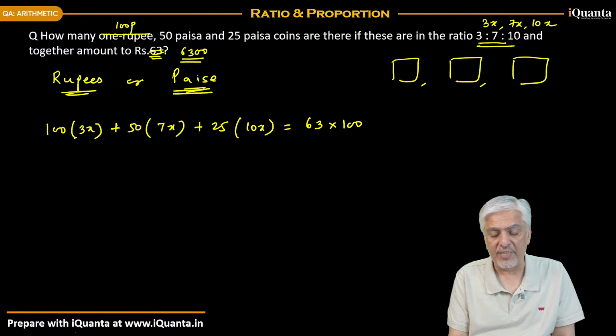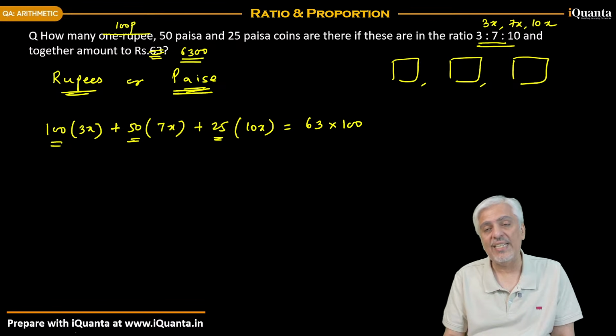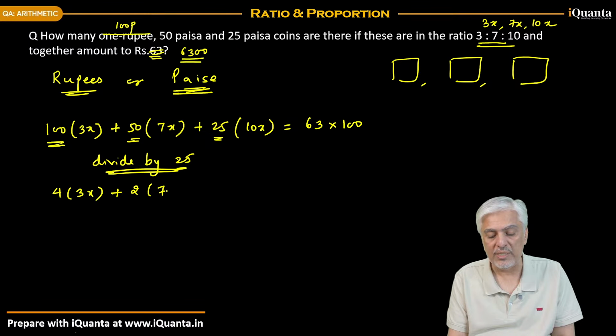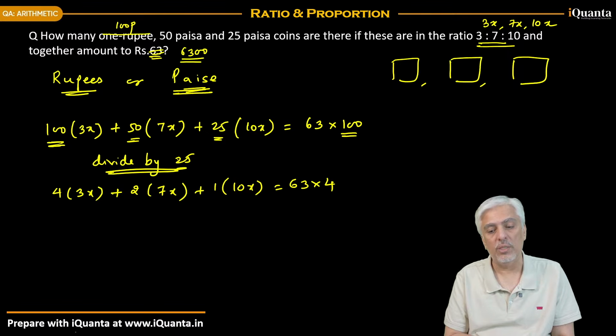Now what can I see on the left hand side? There is 100, there is 50 and there is 25. Everything is divisible by 25. So divide both sides completely by 25. Now I'm writing, but later you should be able to do it only. Divide by 25. 100 divided by 25 is 4. So here I'll be left with 4 into 3x. 50 divided by 25 is 2, 2 into 7x. 25 divided by 25 is 1, 1 into 10x. And here also 100 divided by 25 is 4. So here I'm left with 63 fours are. And now my calculations also became small.